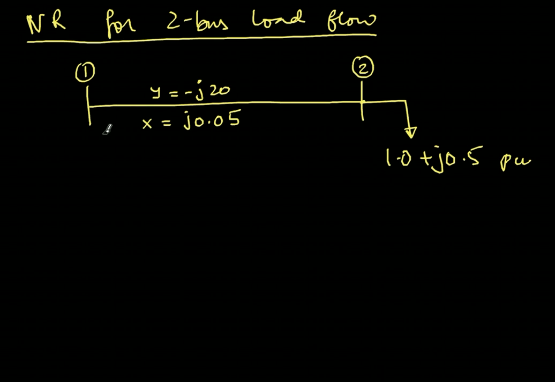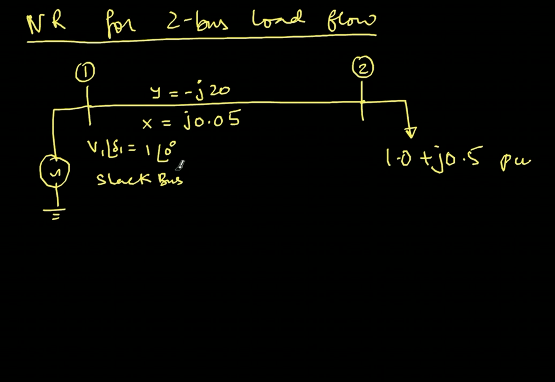This is bus number 1, and bus number 1 has a generator, and this is typically V1 delta 1 equal to 1 angle 0 degrees. So this is basically the slack bus, which means I already know V1 and delta 1. The only thing that is unknown is V2 delta 2, and that is what we want to find out. Once you know V2 delta 2, I can find the current in the line 1 2, the power flow in the line 1 2, and so on. Okay, so let's get started.